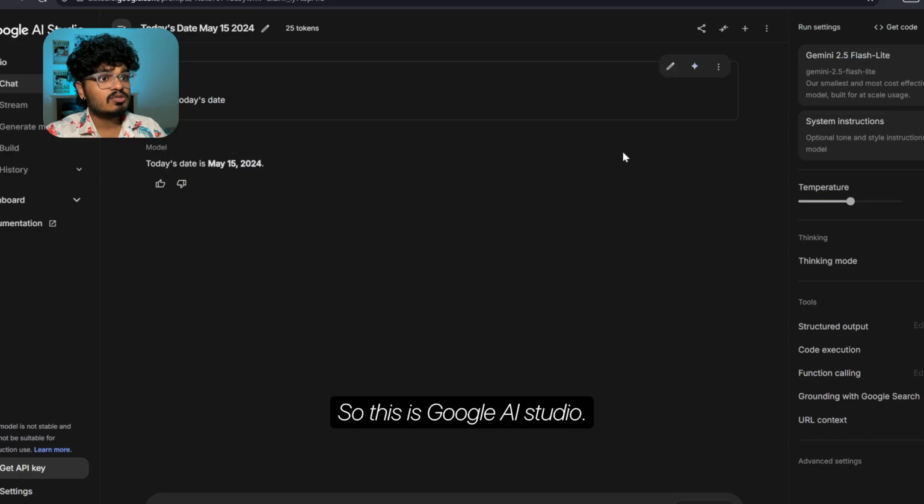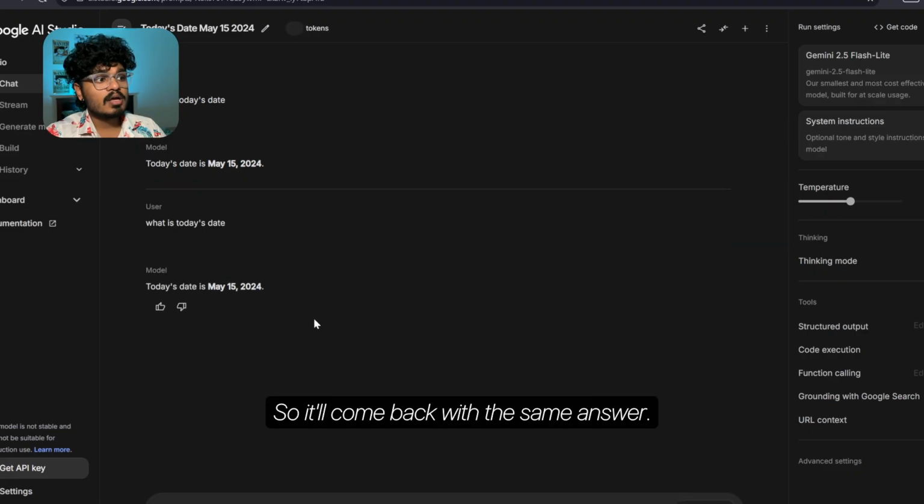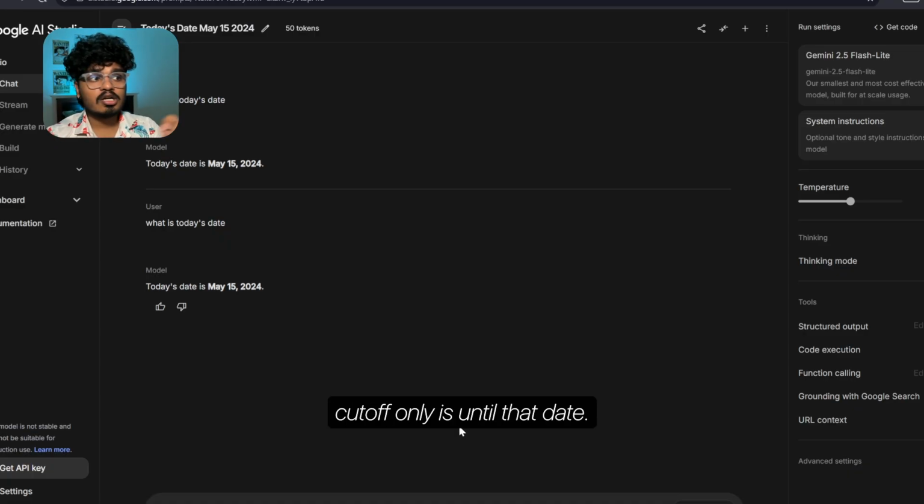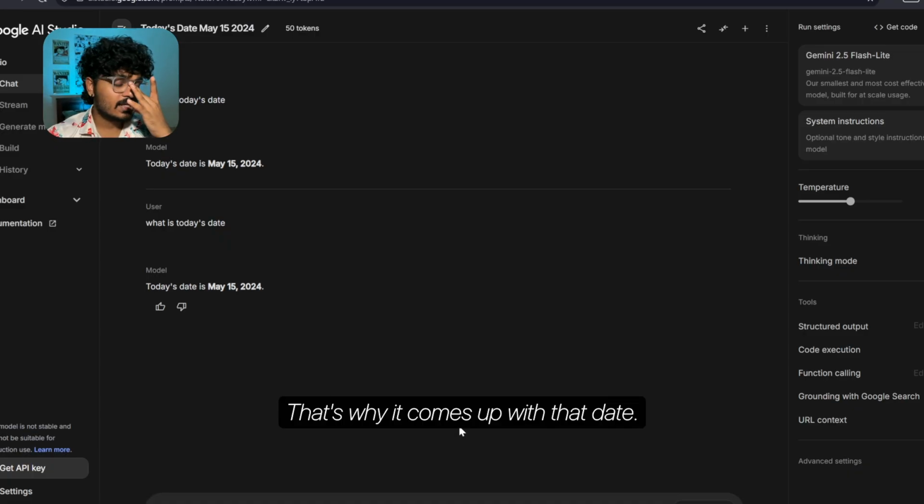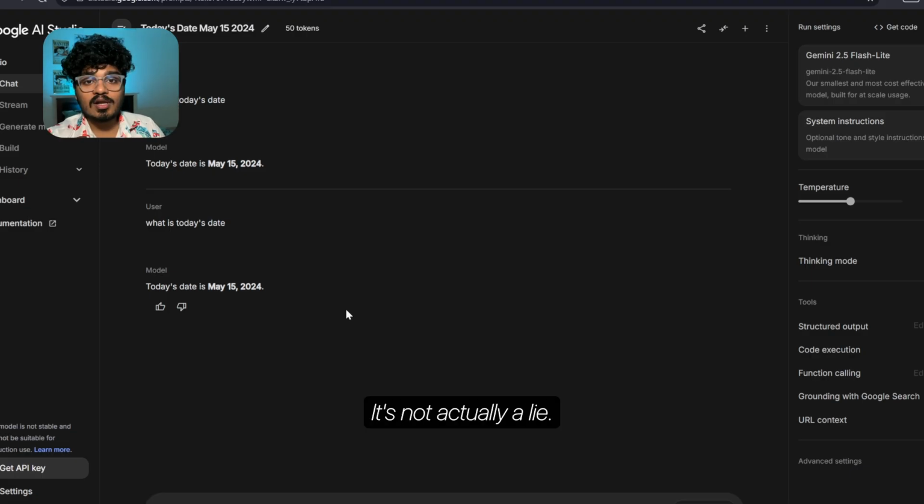So this is Google AI Studio. What is today's date? It has no context of the date, so it will come back with the same answer: May 15, 2024. Because its knowledge cutoff is only until that date. That's why it comes up with that date. So it has very successfully lied to us. It's not actually a lie. It's very naive. It doesn't know. It doesn't have the context.